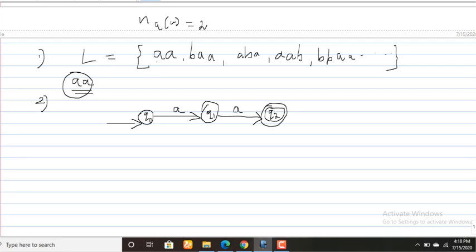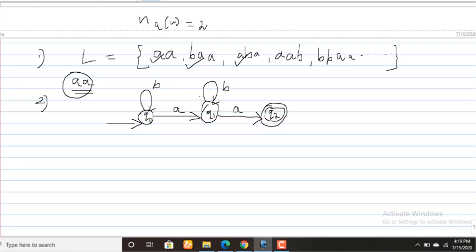AA over. Next part, BAA. If a string starts with B, we can make it a self loop on B. Okay. Next, ABA. So on receiving A, it will move to Q1. On receiving B, make it a self loop. Then another A, it goes to the final state. So this string is also over.